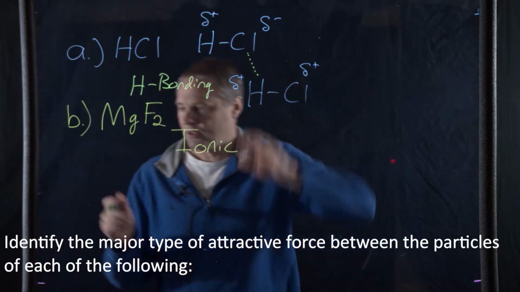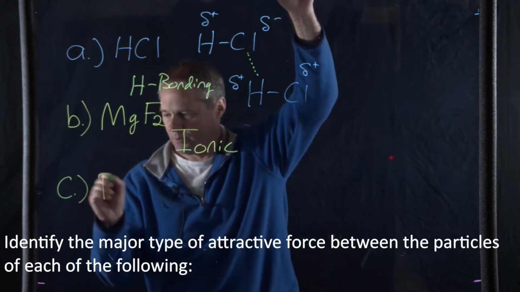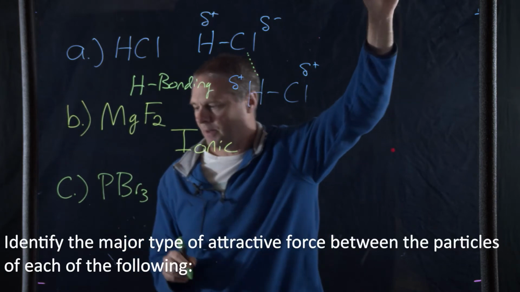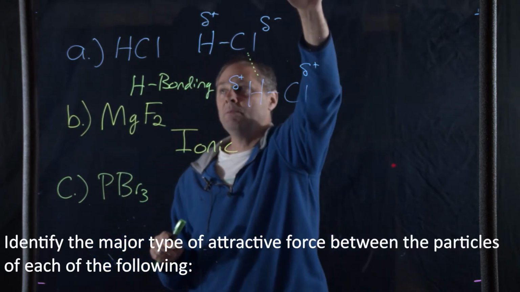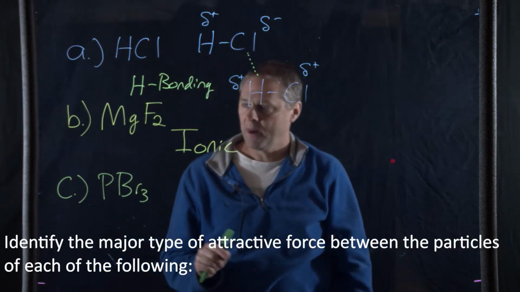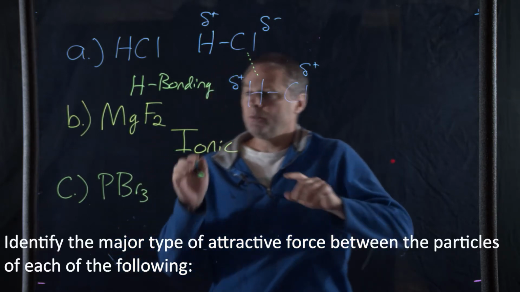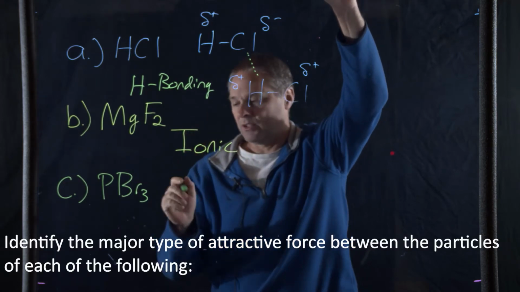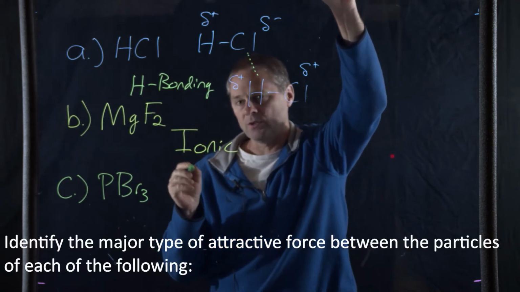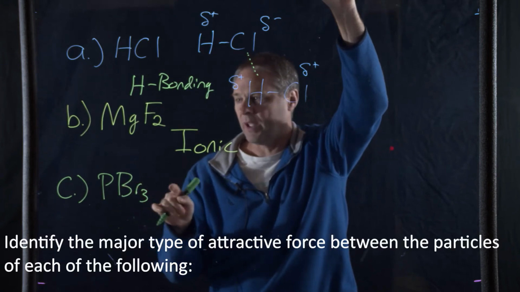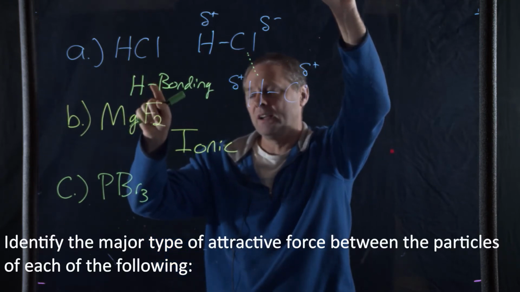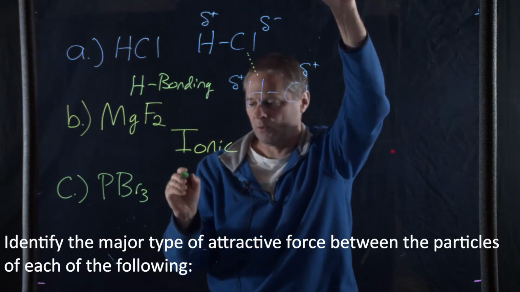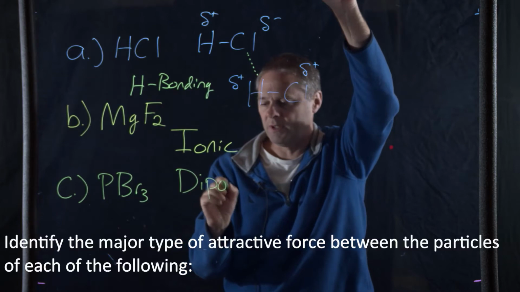Next one is going to be C. This is going to be phosphorus tribromide. All right, this is going to be two non-metals. And this will be a more generic type of interaction. Hydrogen bonding is a very specific type of dipole-dipole force, and that's what we have here. Since this has a hydrogen, this is referred to as hydrogen bonding. You could also call this dipole-dipole, and there would be nothing wrong with that. But the interaction here is going to be a dipole-dipole.